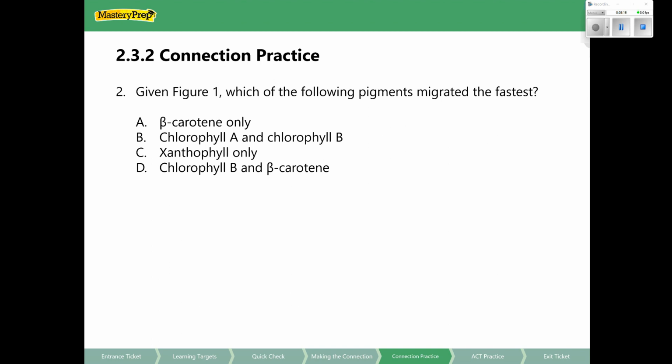Let's look at the second one. So we have this graph here. You have the graph on your paper. Given figure 1, which of the following pigments migrated the farthest? So we need to determine what additional piece of information we need. Either A, plant pigments can be separated using a technique called chromatography, or B, the Rf value is directly proportional to the speed of migration for varying pigments.